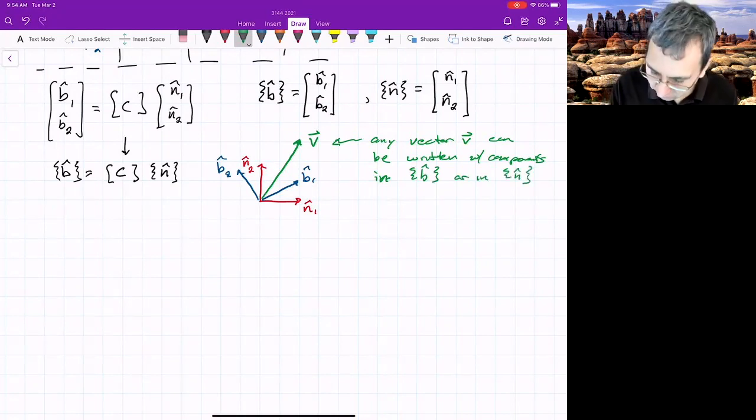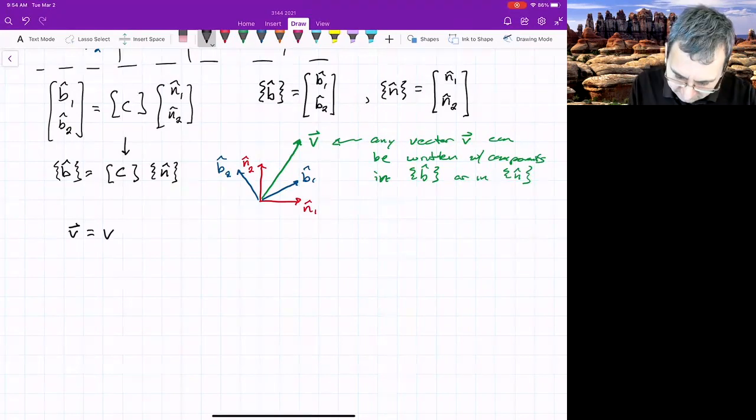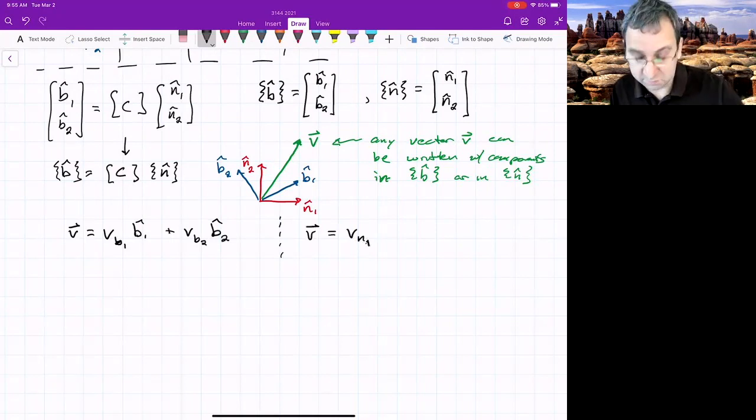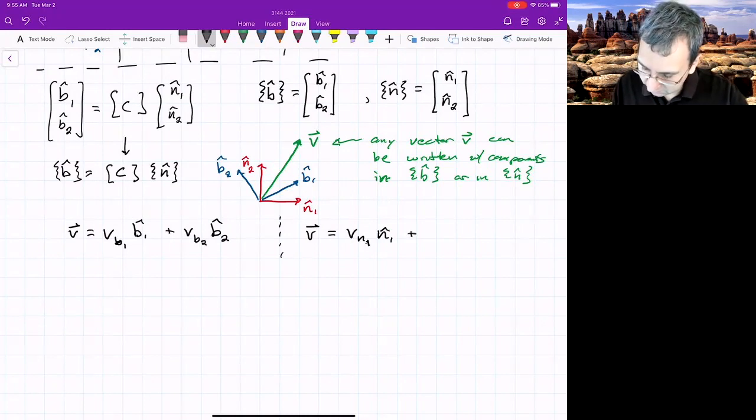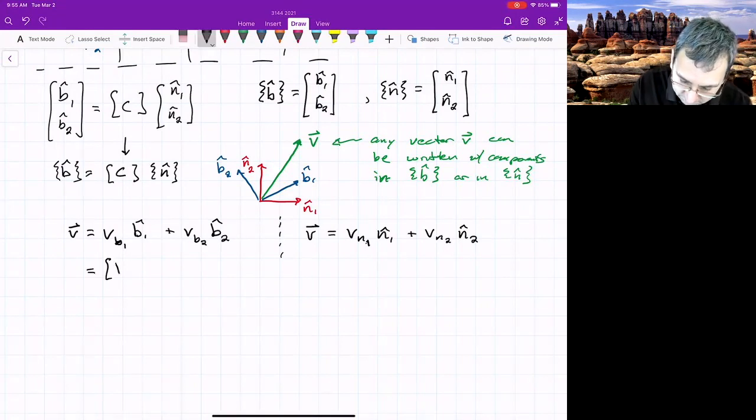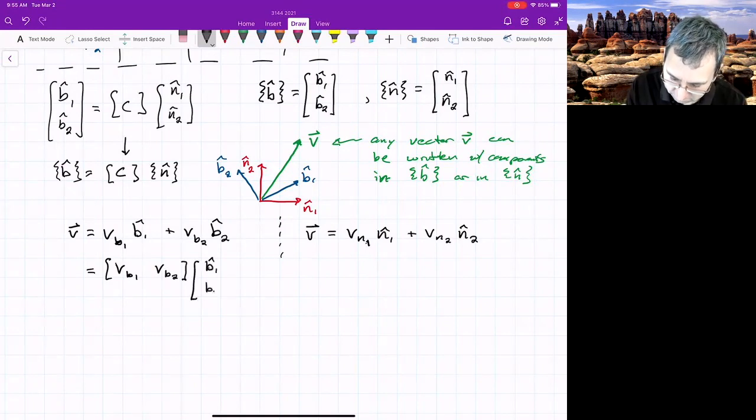What do I mean by that? I mean you could write the vector V as V_B1 in the B1 direction plus V_B2 in the B2 direction. I could also write that same vector in terms of N components. So the N1 component is the scalar V_N1 in the N1 direction plus V_N2 in the N2 direction. And we could write each of these compactly. I'll write it this way: V_B1, V_B2, a row vector times the column vector B1, B2.